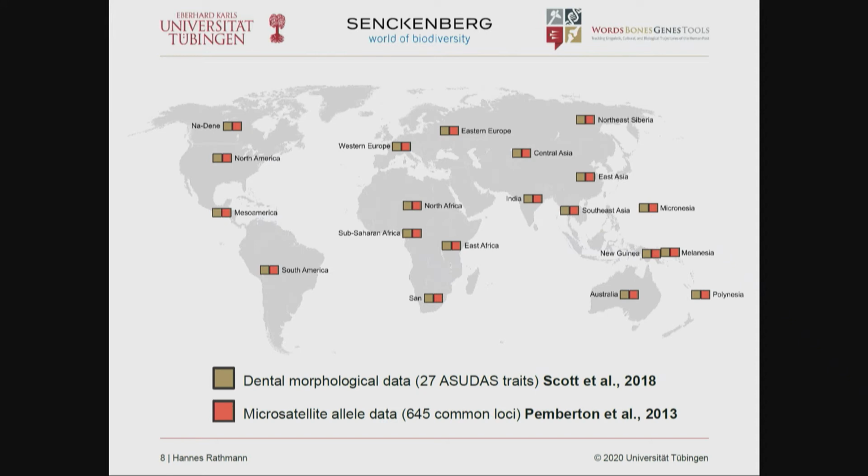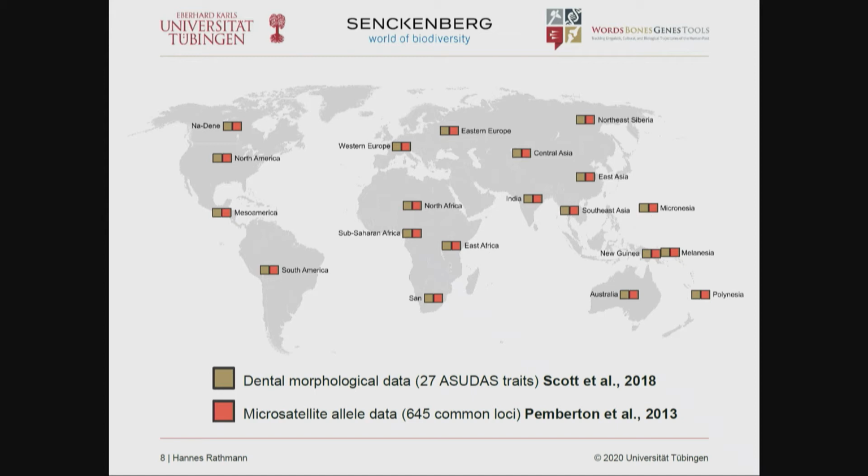A promising approach to test the utility of a specific morphological trait or trait combination is to quantify the correlation of biological affinity measures across worldwide modern human populations, derived independently from neutral genomic markers on the one hand and morphological traits or trait combinations on the other hand. Our analysis was based on a large microsatellite loci database comprising information about 645 mean allele sizes and a large ASUDAS dental trait database comprising information about 27 dental trait frequencies.